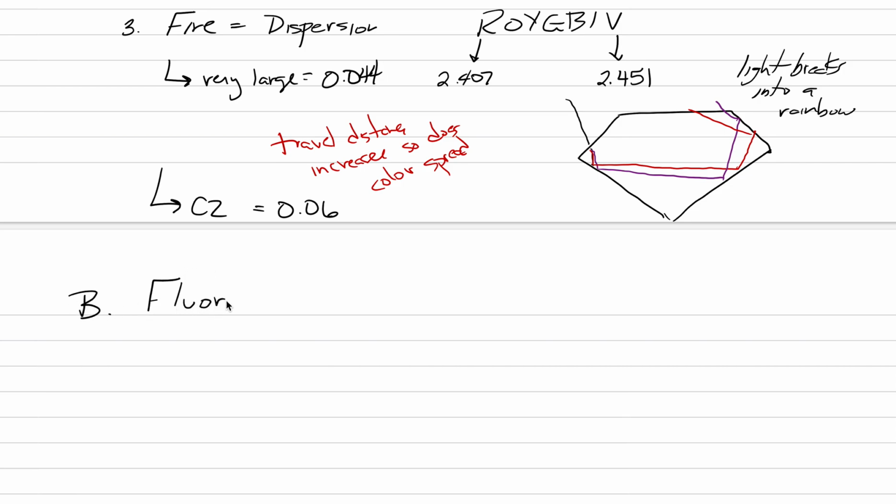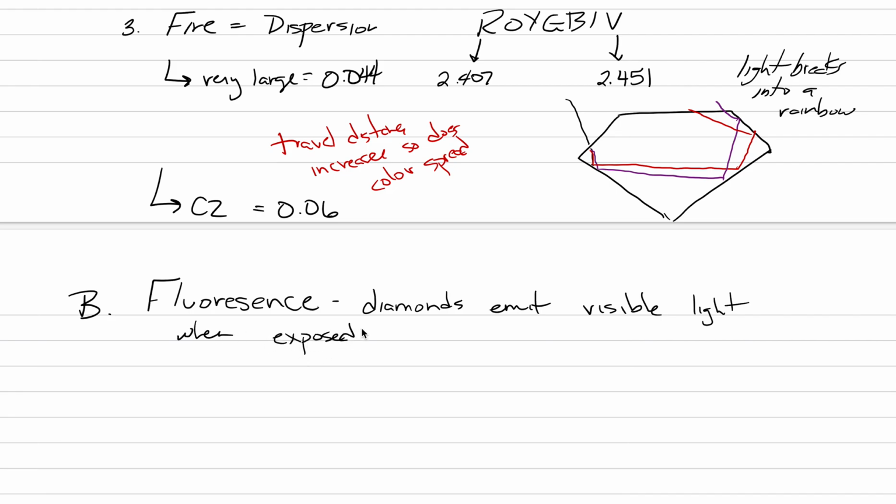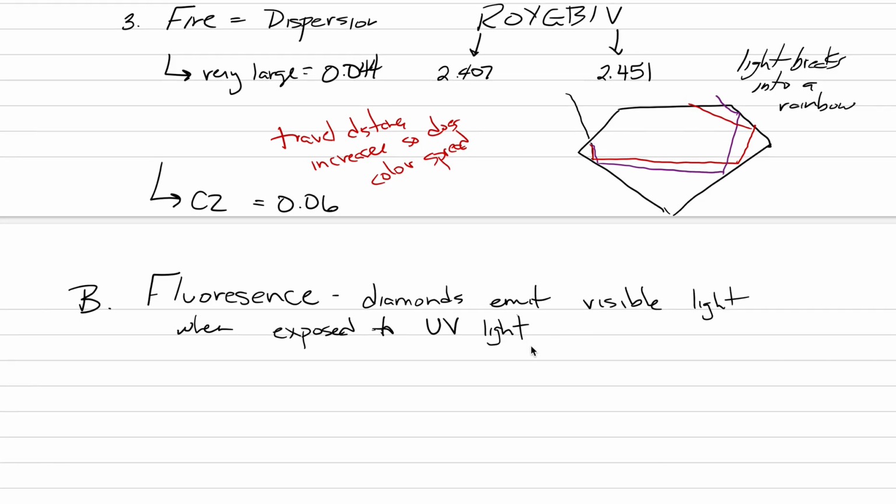Let's go to B in terms of optics. I want to talk about the fluorescence of diamond. Fluorescence is a fantastic phenomenon, and it occurs when visible light is emitted. Let's say this way: diamonds emit visible light when exposed to ultraviolet. Sunlight has ultraviolet, and so sometimes even in sunlight you'll get this weird fluorescence that makes a diamond look blue when exposed to UV light. Other times you just have to have a black light and you're in a dark room, and that's kind of a neat phenomenon.